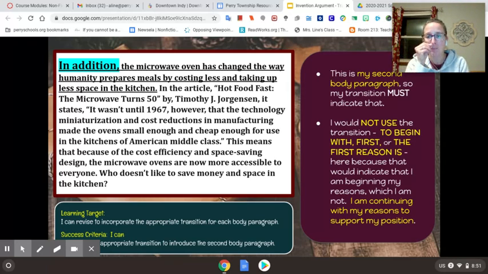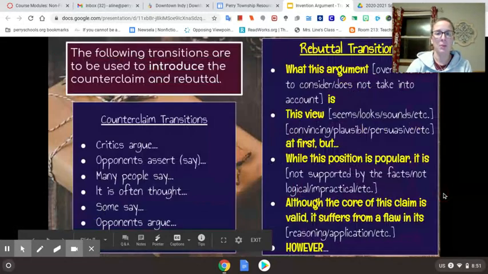Okay. So I'm continuing my reasons. So I need to use a transition that's going to be the continuation. It's going to continue my thoughts. It's going to continue my ideas. It's going to continue my argument. Okay. So let's look at now our counterclaim and rebuttal paragraph, which is that third one.